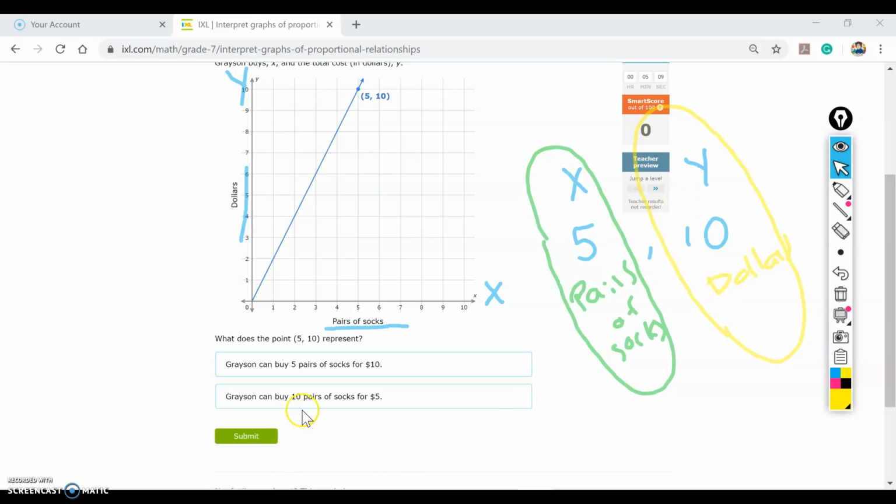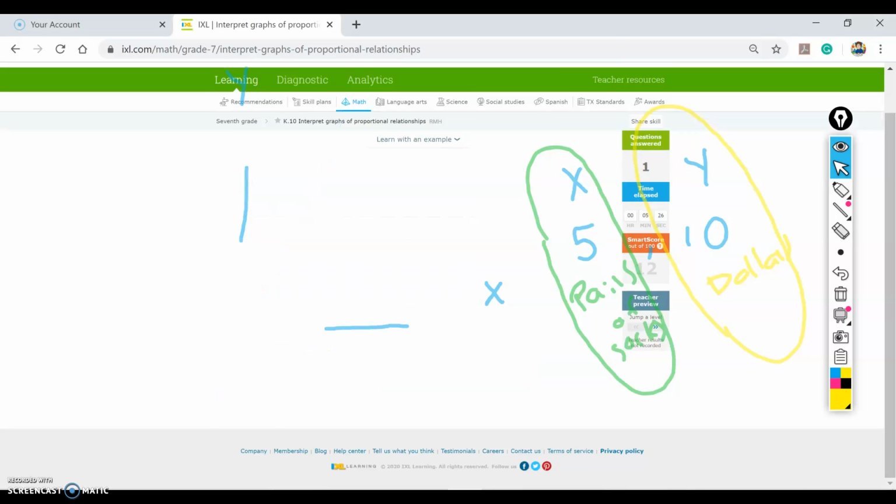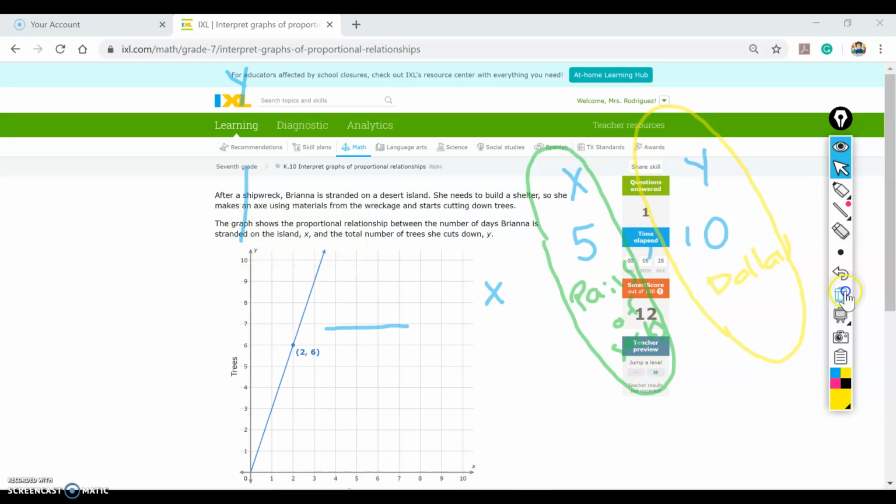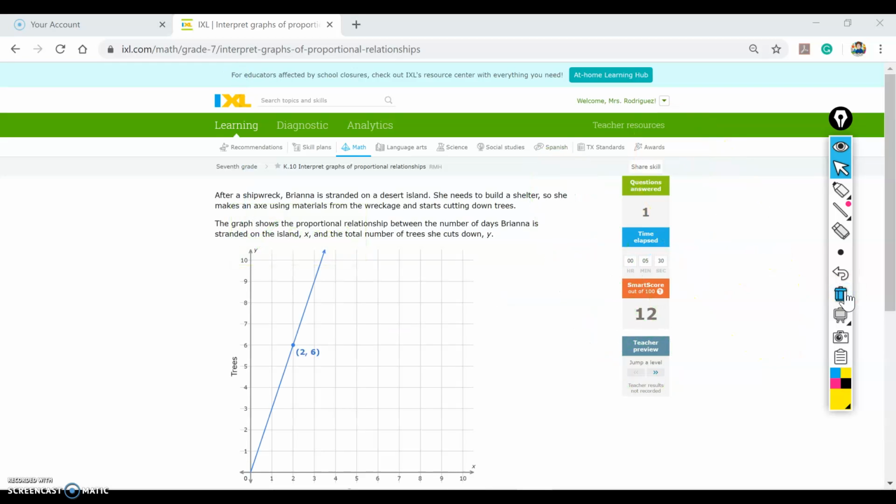And option 2 is 10 pairs of socks per $5. The second option doesn't make sense because if you think about it, the number 10 is actually not for the pairs of socks, but for the money. It represents the dollars. So because of that, the correct answer would be option number 1. Now let's see if that is correct. Perfect.